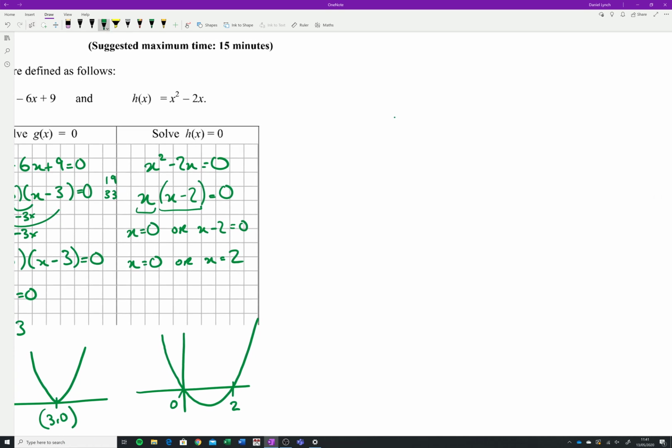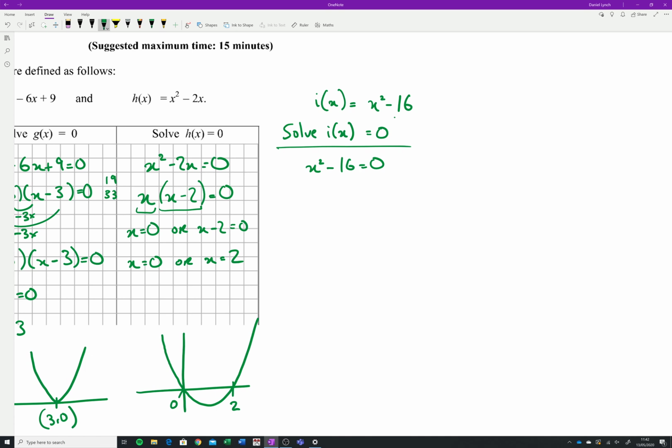And you know what, I'll just give you another one to try here. I know this wasn't part of the question, but what if you have i(x) equals x squared minus 16 and you're asked to solve i(x) equals 0? What you're going to get here is x squared minus 16 is equal to 0. And what type of factorization? So this time it's just x squared and a number.